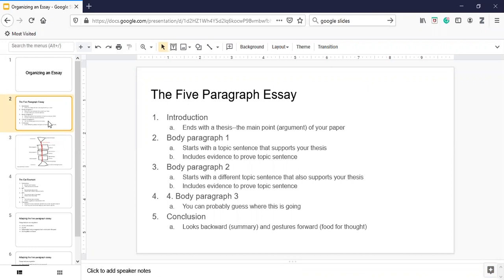point with evidence, right? So a body paragraph should start with what we call a topic sentence, and then include different types of evidence. We'll go over types of appeals later in the class. But basically, you're just trying to prove your point, right? And you do that 3 different times.